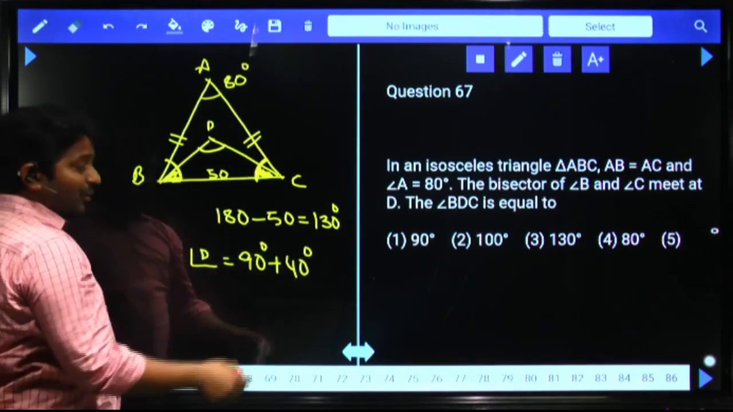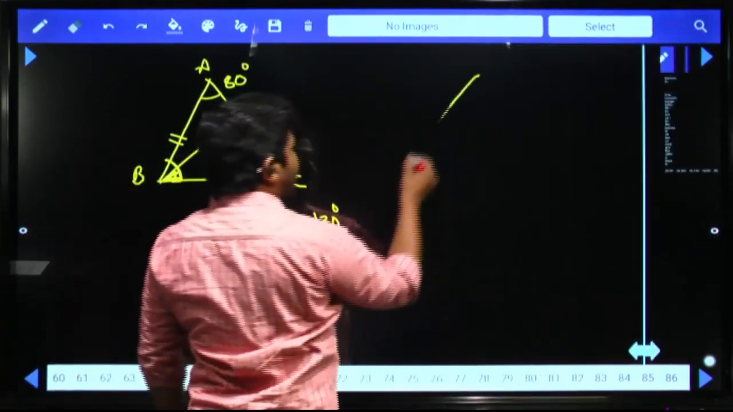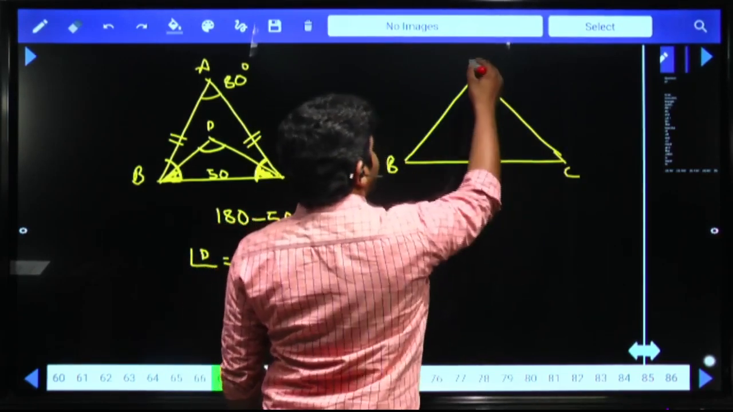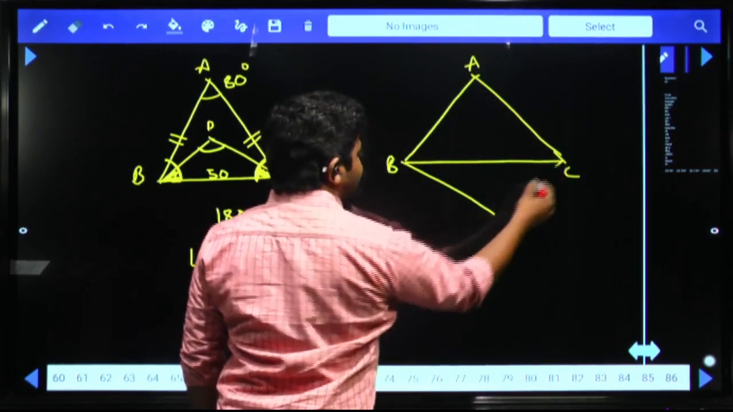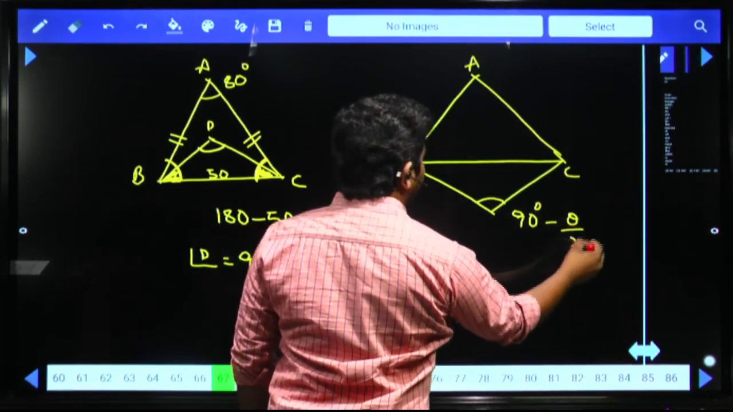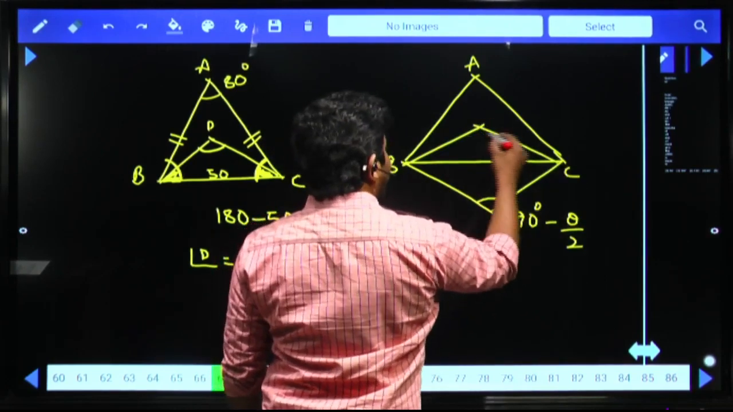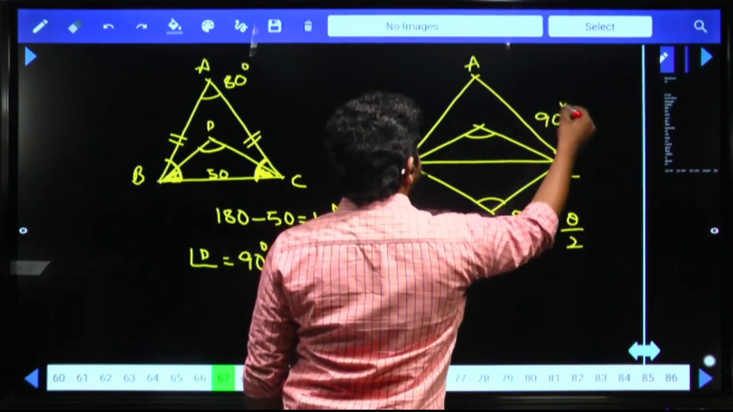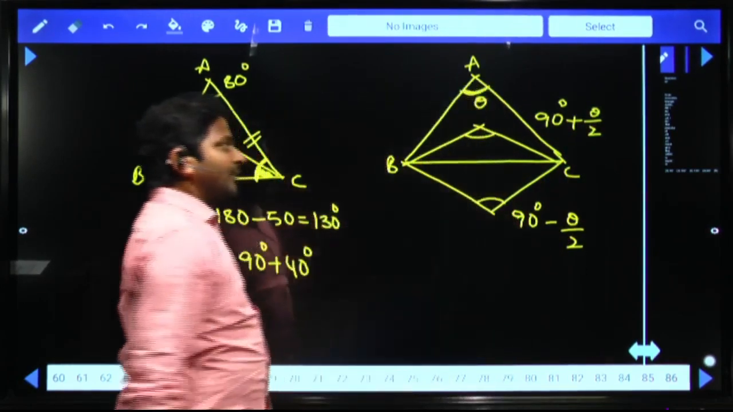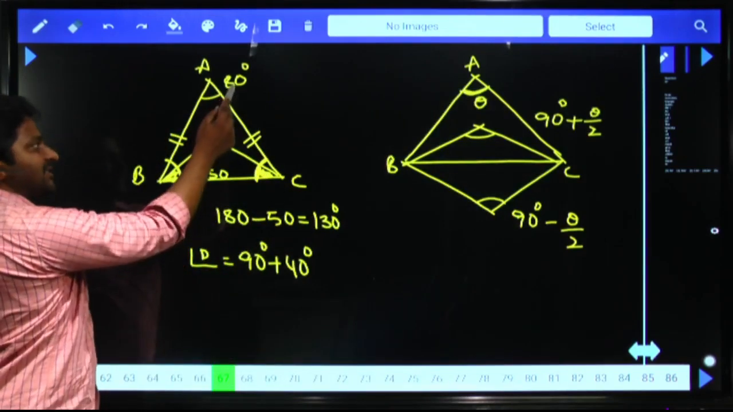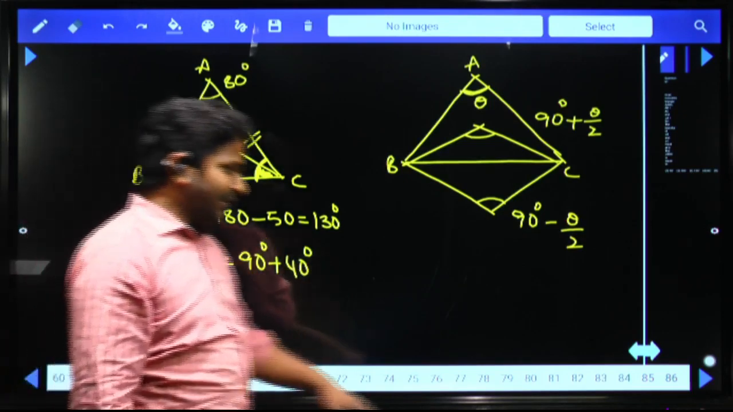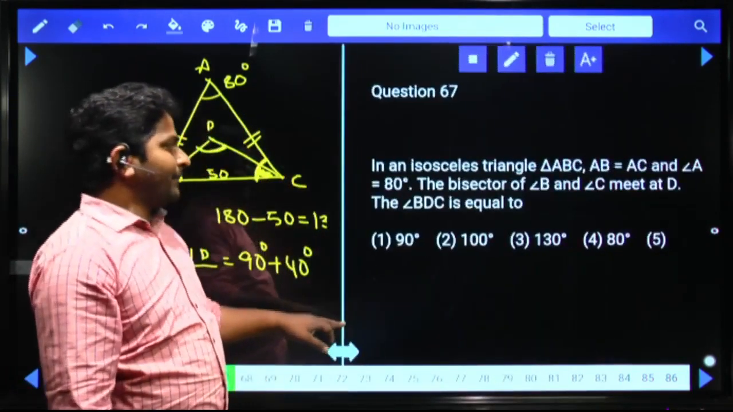If bisectors meet outside, we have seen these types of questions earlier also. If bisectors meet outside, the angle at this place will be 90 degrees minus theta by 2, and if they meet inside, the angle at this place is equal to 90 degrees plus theta by 2, and angle theta is angle at A. So you can even use that concept also. As this is theta, angle at D is equal to 90 plus theta by 2, which is 40. 90 plus 40 is 130 degrees. Third option.